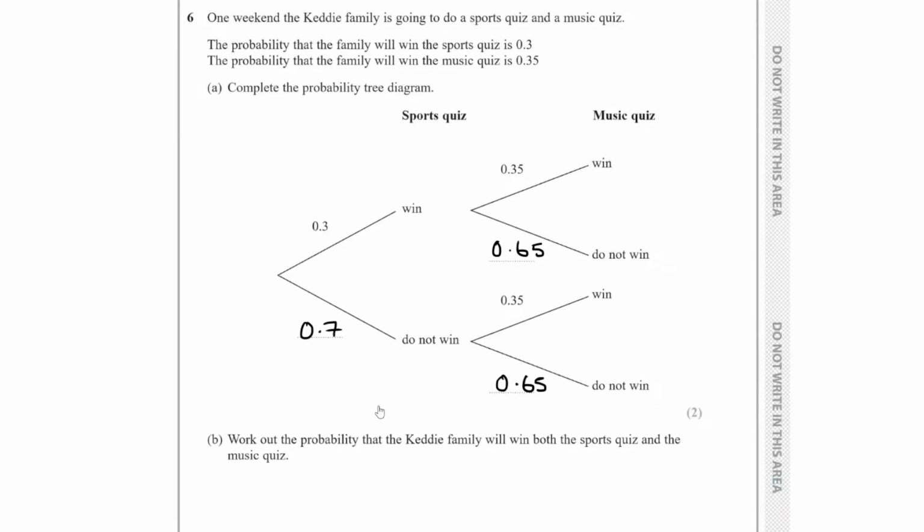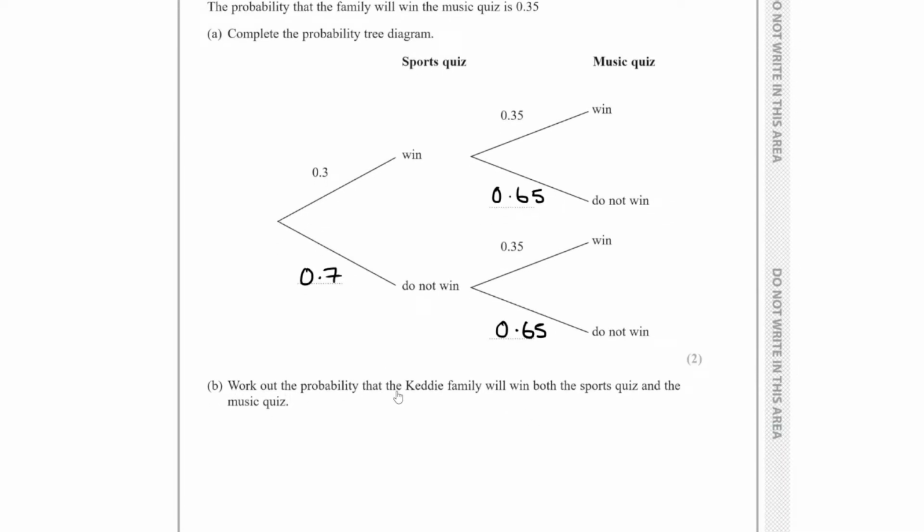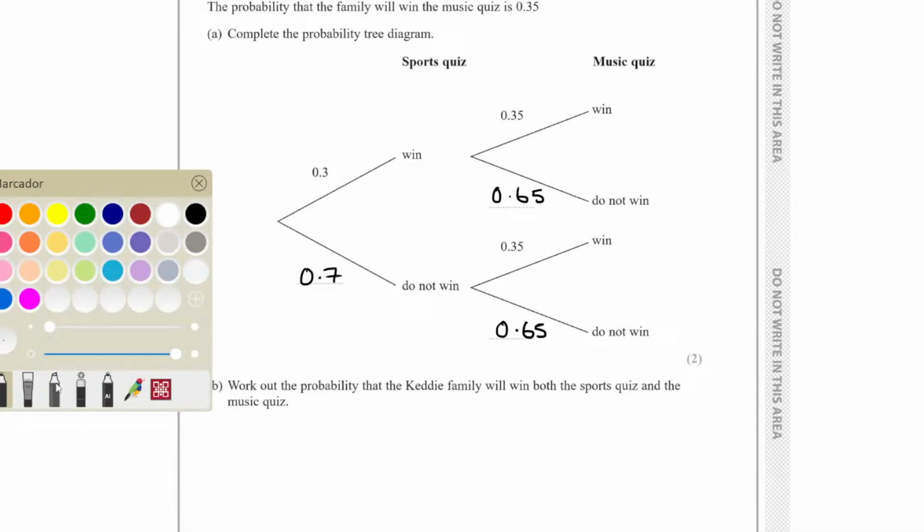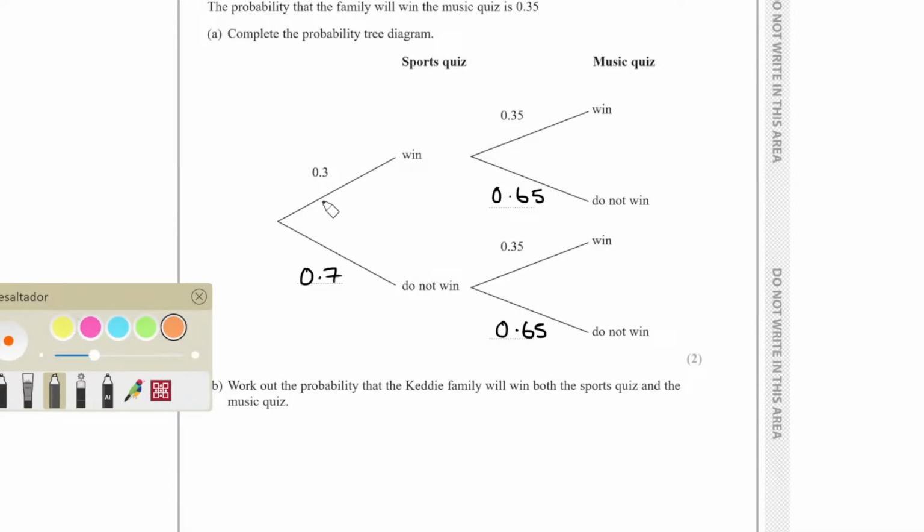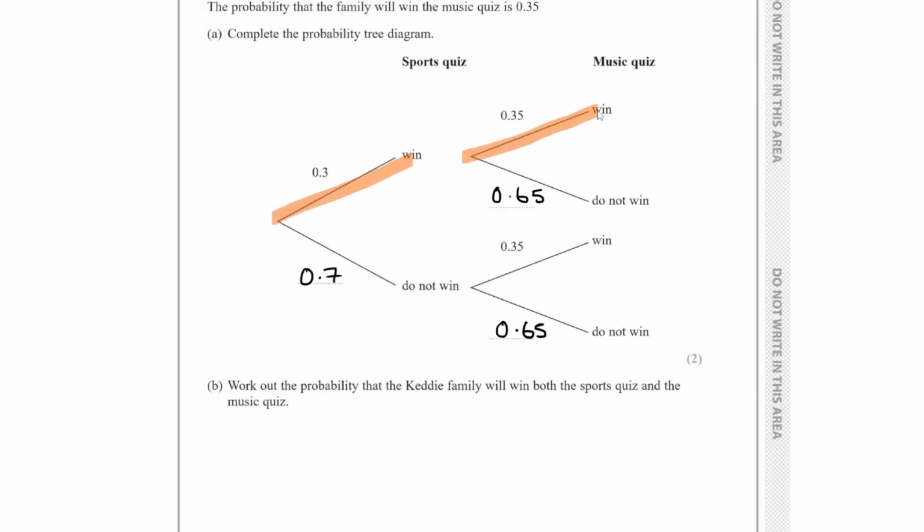Now we've obviously got part B. Work out the probability that the Keddy family will win both the sports quiz and the music quiz. So which branches would satisfy that? I like to highlight it. So they have to win both. So that's this one and then this one. So it's actually only one set of branches, isn't it?